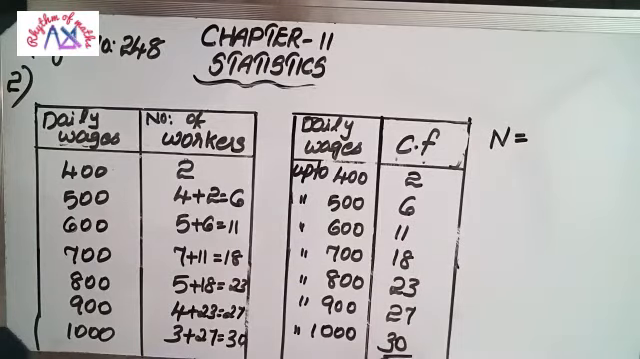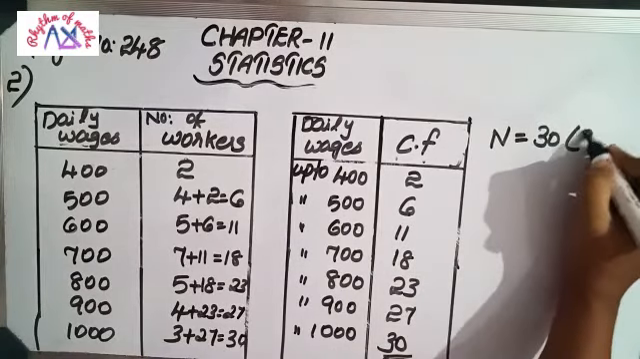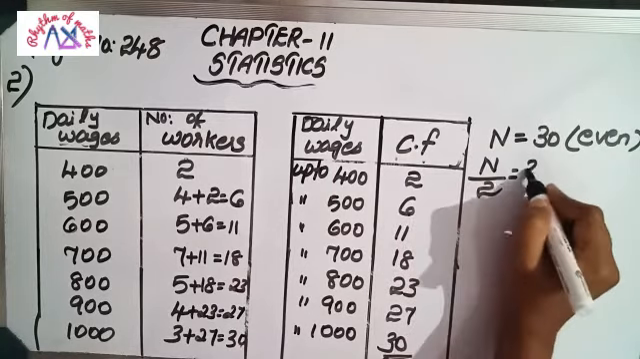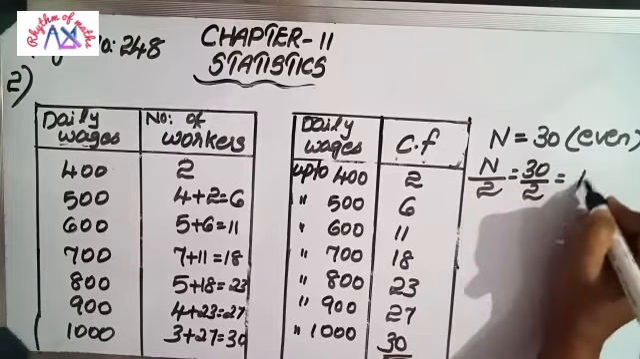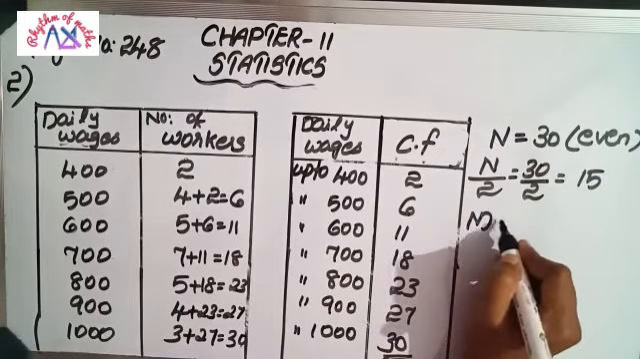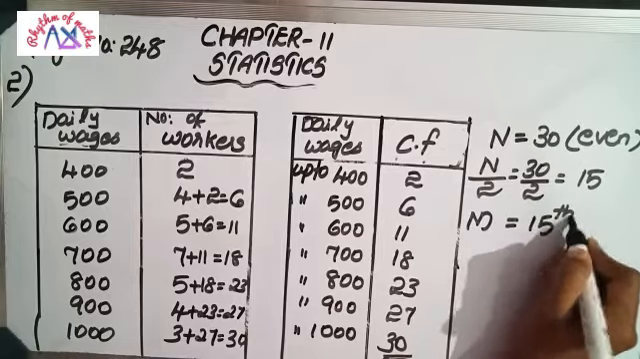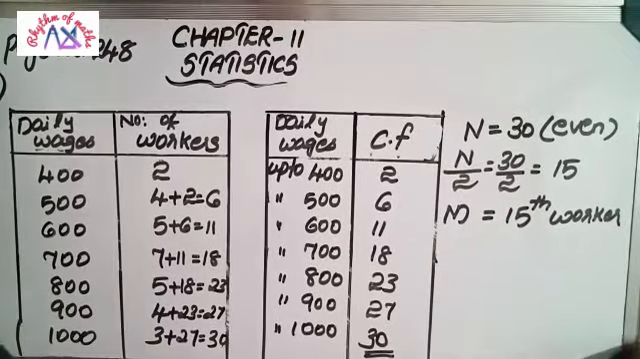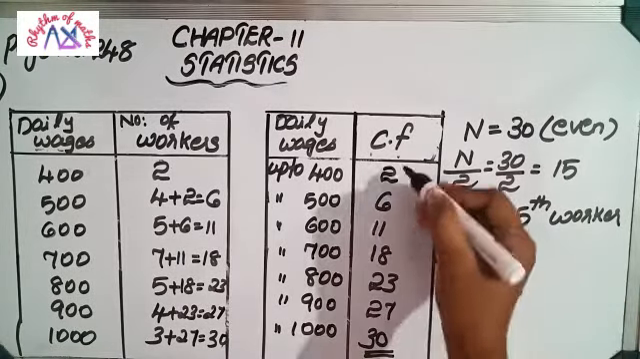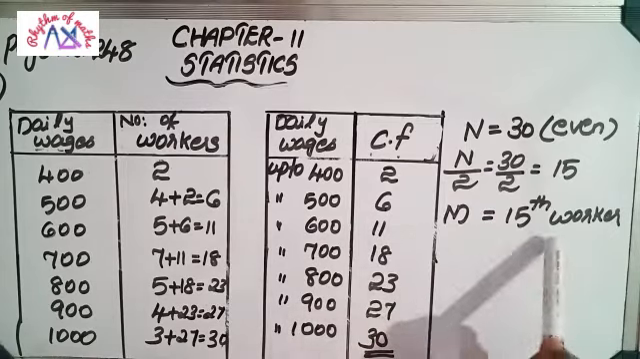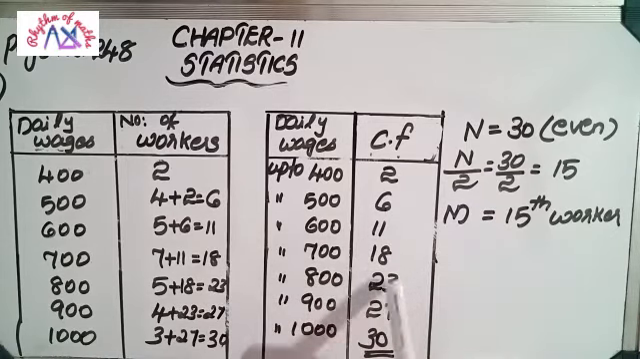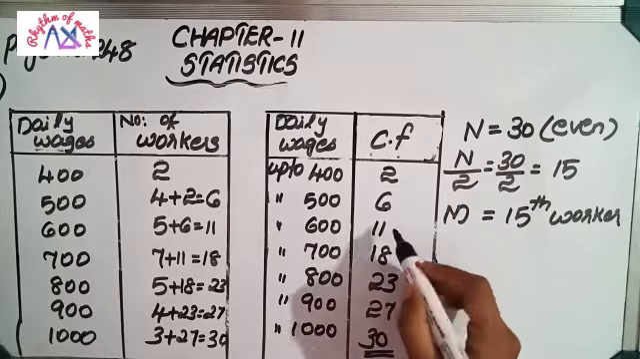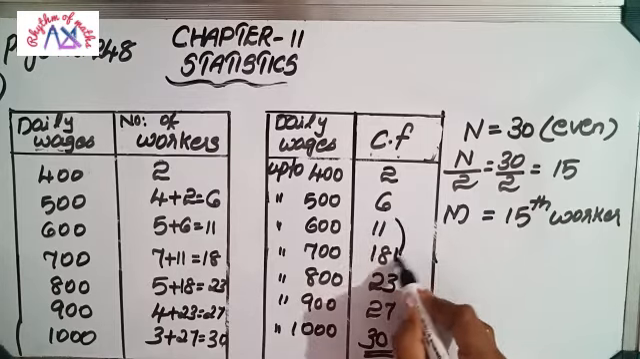Next, n equal to what here? The last number is 30. So n equal to 30, that is an even number. So even number means just find half. n by 2 equal to 30 by 2, that is equal to 15. So median equal to the 15th worker. Okay, what will the daily wage of the 15th worker be? Median daily wage. So when you check the cumulative frequency, where is the 15th worker? Here 15 is not present, but 15 comes in between 11 and 18.